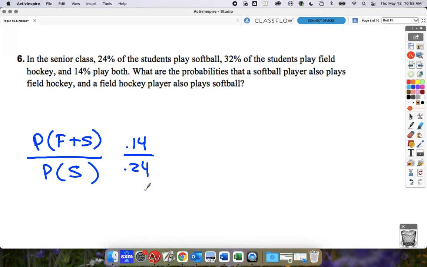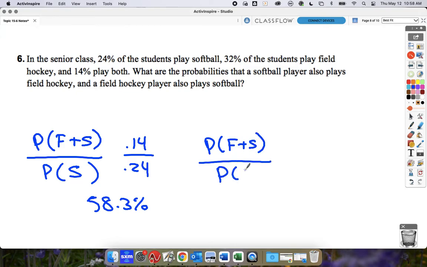What is the probability that someone who walks to school does not play sports? So they have to walk to school, given they're a school walker. Anybody do that? And what is the probability that a field hockey player also plays softball? One more time. 43.75.